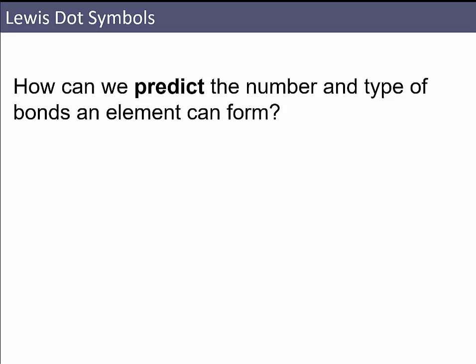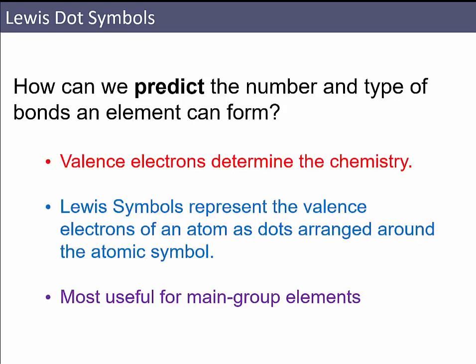So, we're going to look at our valence electrons. Those are going to determine the chemistry of an individual element. Lewis symbols represent the valence electrons of an atom as dots arranged around an atomic symbol. So our valence shell elements, we get into those d guys again, it gets a little bit funky.